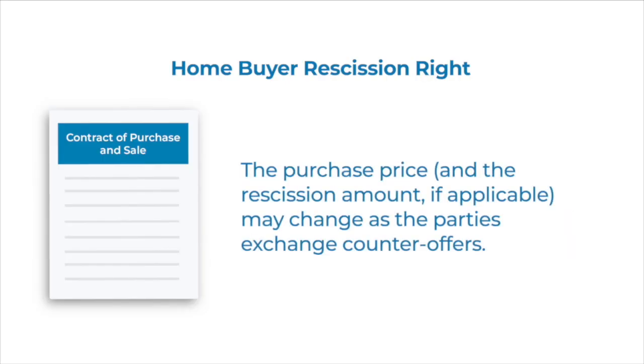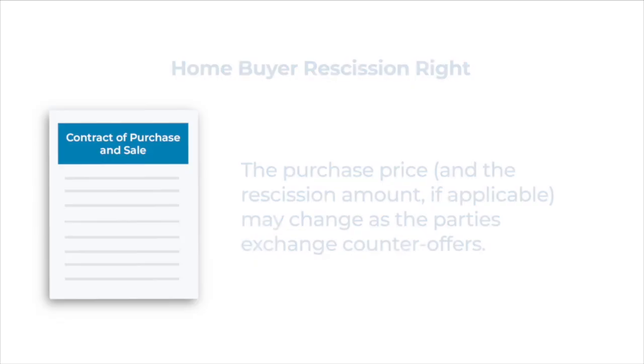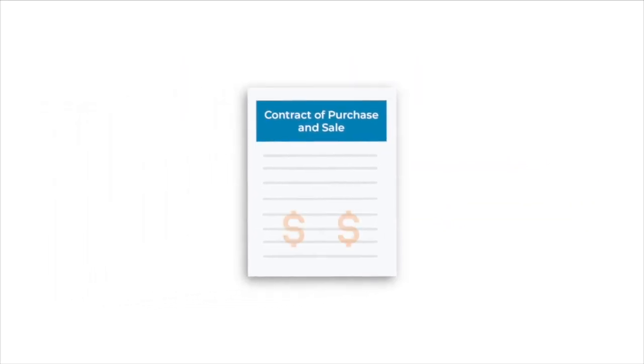During negotiations, the purchase price and the rescission amount, if applicable, may change as the parties exchange counteroffers. Typically, these changes are shown on the Contract of Purchase and Sale Residential by marking up the document, with the buyer and seller initialing the changes to show their agreement. This process will continue until the parties agree on the contract terms, or the offer expires or is withdrawn.